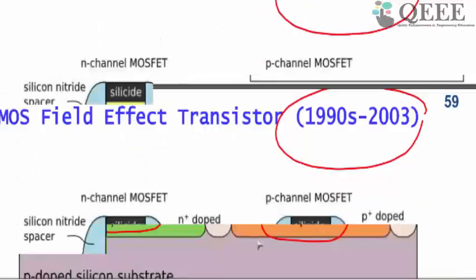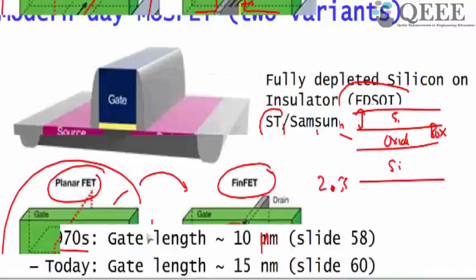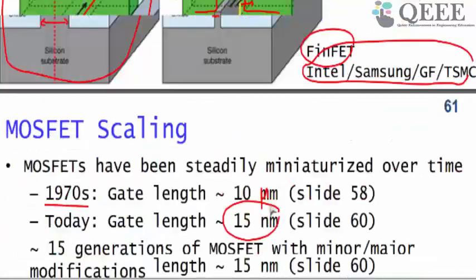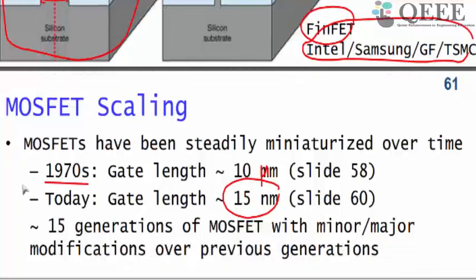This was around 10 microns, but these devices could be somewhere around 15 nanometers. So if you count each and every generation, every 2 or 3 years a new generation comes. Between the 1970s and today, there were roughly 15 generations of MOSFETs. For each of these 15 generations, people made some minor as well as major modifications to the previous generation.